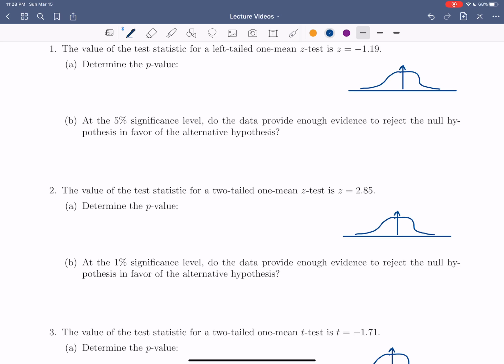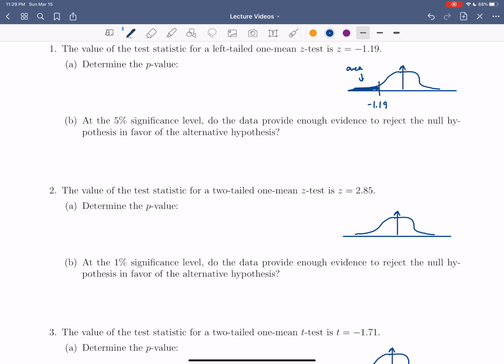So if we're talking about a left-tailed, one mean z-test, what we're doing is we're thinking about if our actual test statistic z is negative 1.19, our p-value is going to be the probability that our data is at least as extreme as this. So what we mean by that is we want to calculate what's the probability that our data is going to be to the extreme of 1.19. So what that means is we want to get this area. This area is going to be our p-value, whatever that area is.